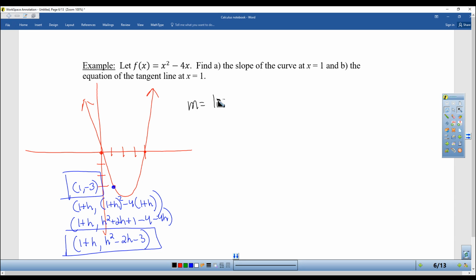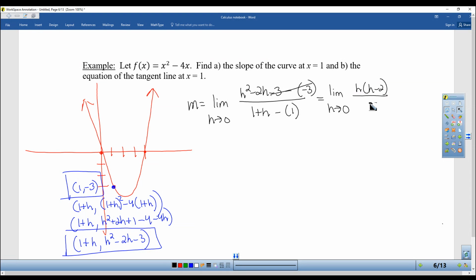The slope is going to be the limit as h approaches 0 of y2 minus y1 over x2 minus x1. Don't forget to rewrite the limit in order to have proper notation. These cancel. And you can go ahead and factor now if you want to. h times (h minus 2) over h, you know you're going to end up factoring. This cancels. When I plug 0 in, I get negative 2. That is the answer to find the slope of the curve at 1.